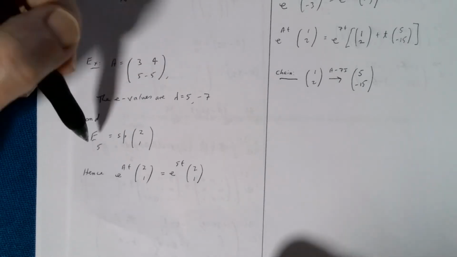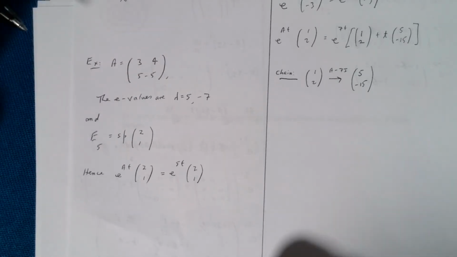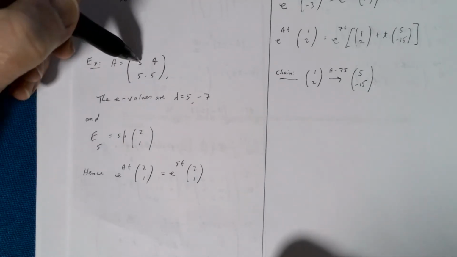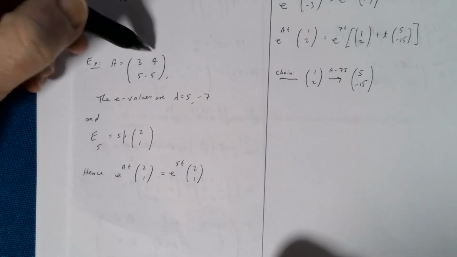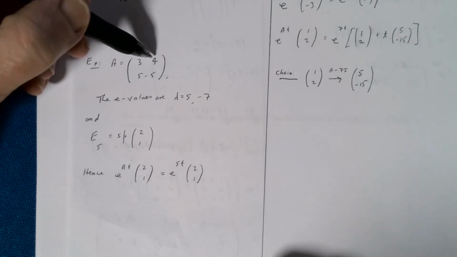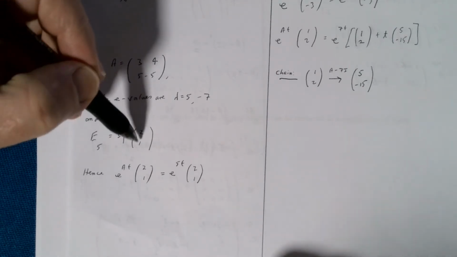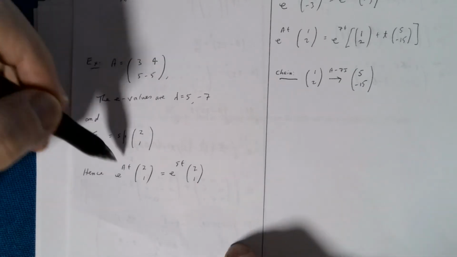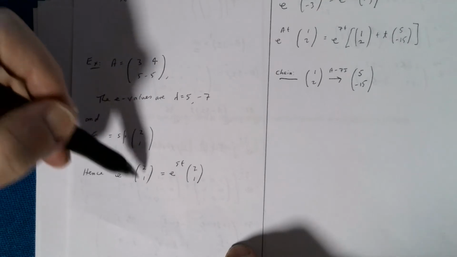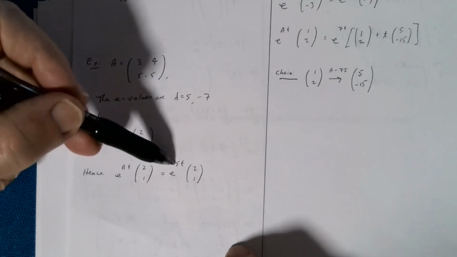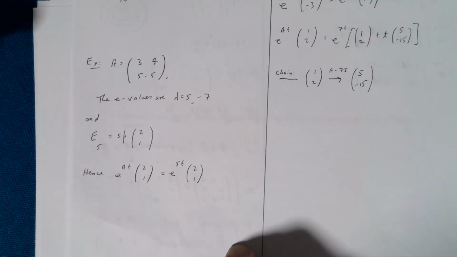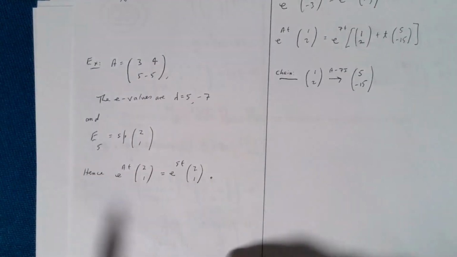I just worked out the eigenspace for 5, and of course that means you subtract 5 off the main diagonal, you'll get minus 2, 4 here, and so the kernel of that will be the span of (2, 1). So there's my eigenvector. Now applying our theorem, e to the At times (2, 1) is just e to the lambda t times the vector (2, 1), and that's it. It's very, very simple. Beautiful result.